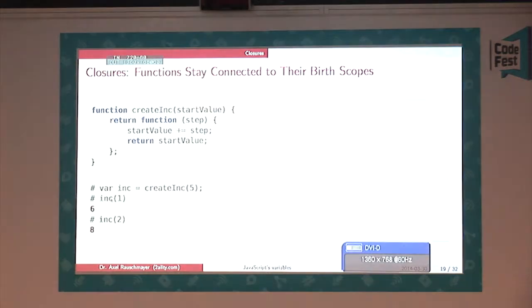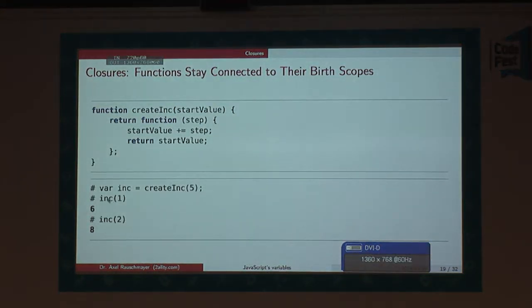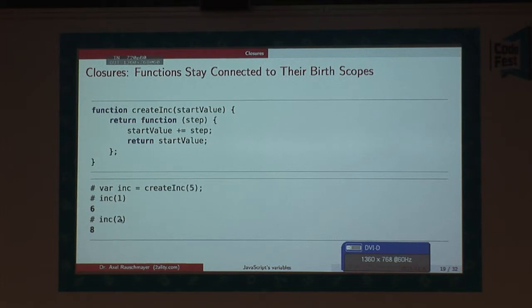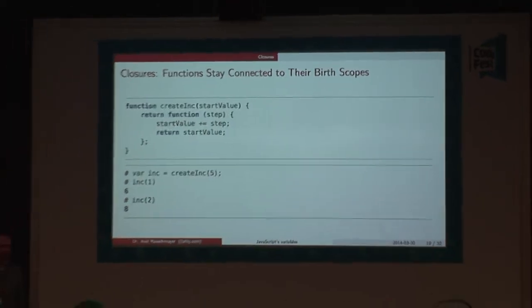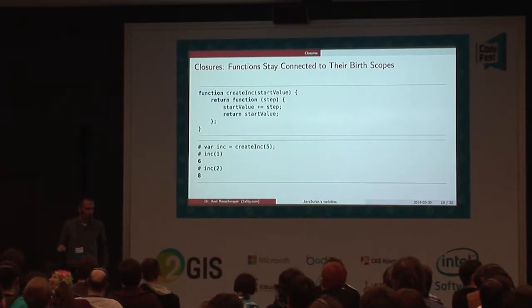So you call create_inc, it returns a function, you assign the function to inc, and then you call it once, it returns the initial value plus 1, then you call it a second time, and it returns 6 plus 2. Is that clear? Does everybody understand what's going on? If not, please ask. Feel free, it's important that you understand that one. It should be fairly simple.